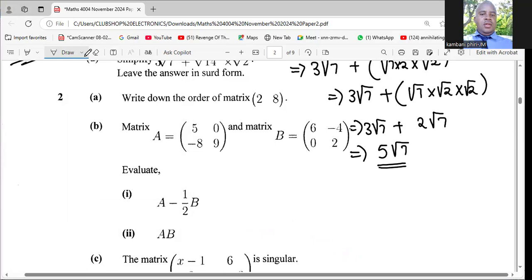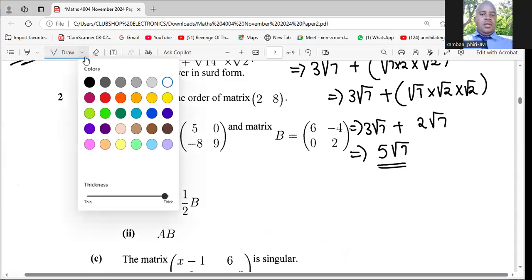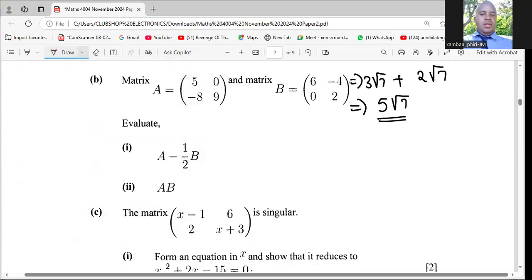We move to the next question, which is on matrices. We have the matrices here defined as we can see them. A has 5, 0, negative 1, 9. B has 6, negative 4, 0, 2.